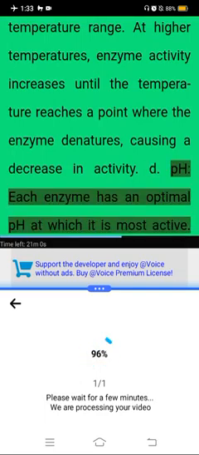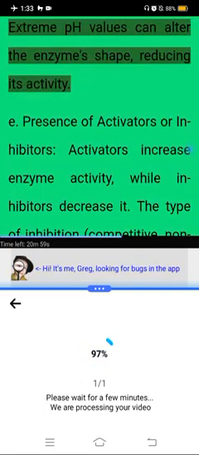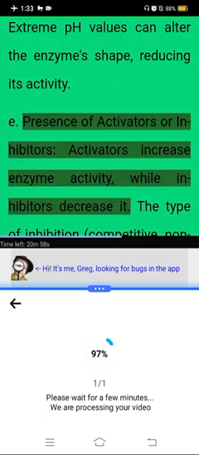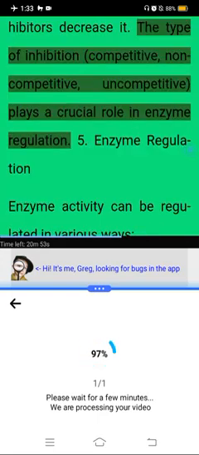Each enzyme has an optimal pH at which it is most active. Extreme pH values can alter the enzyme's shape, reducing its activity. E. Presence of activators or inhibitors. Activators increase enzyme activity, while inhibitors decrease it. The type of inhibition, competitive or non-competitive, plays a crucial role in enzyme regulation.